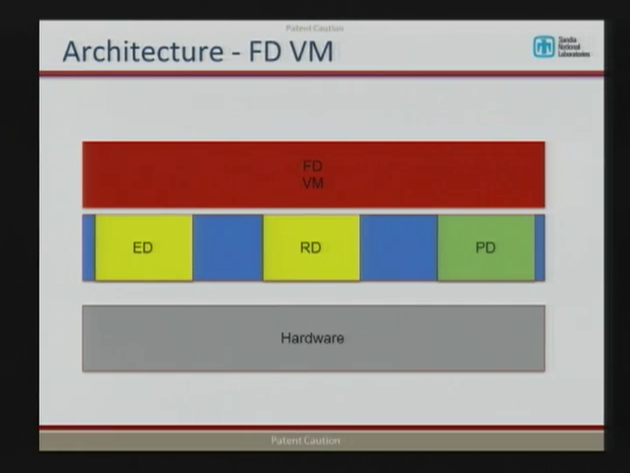Another architecture is more of your traditional architecture, where your function domain is at the lowest level and the other three are at a higher level. And this is the way we decided to build our prototype.